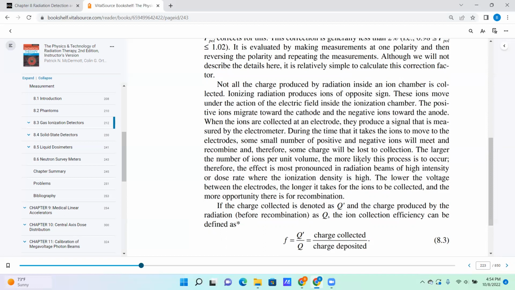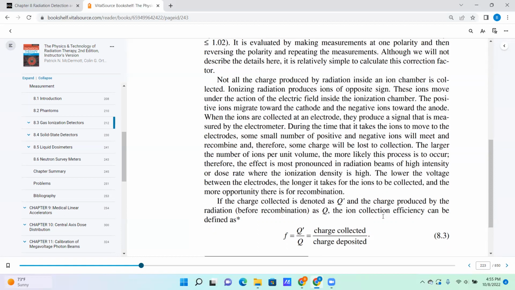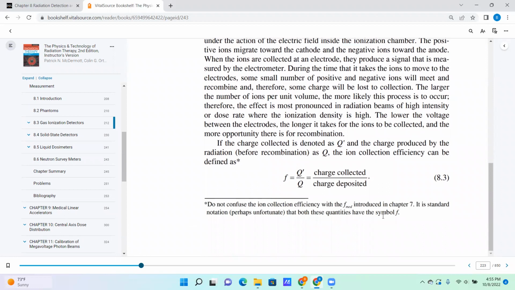The larger the number of ions produced per volume, the more likely this process is to occur. Therefore, the effect is most pronounced in radiation beams of high intensity or dose rate, where the ionization density is high. The lower the voltage between the electrodes, the longer it takes for the ions to be collected, and the more opportunity there is for recombination. If the charge collected is denoted as Q and the charge produced is Q, the ion collection efficiency can be defined as the charge collected divided by the charge produced.